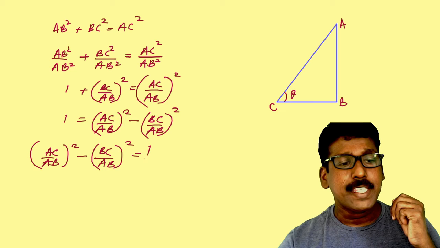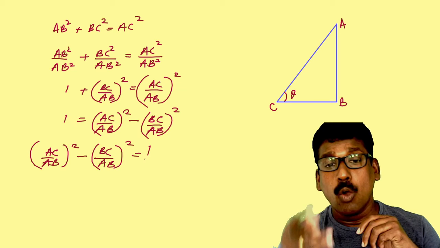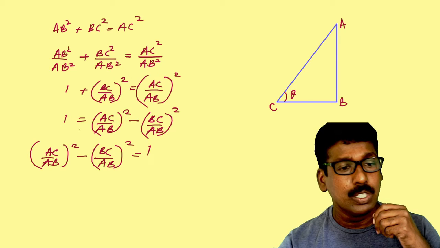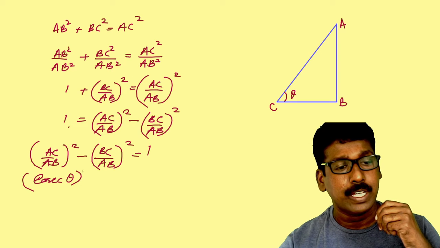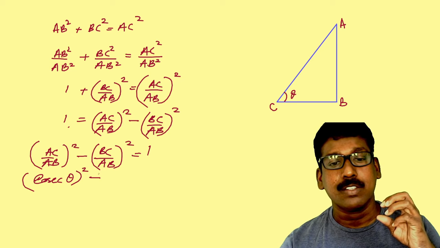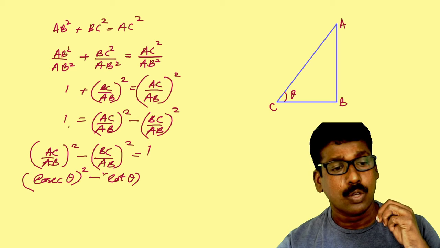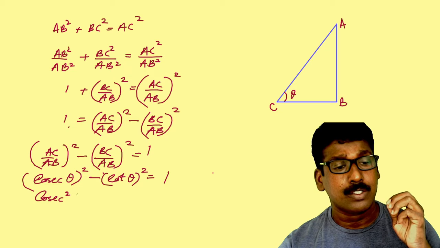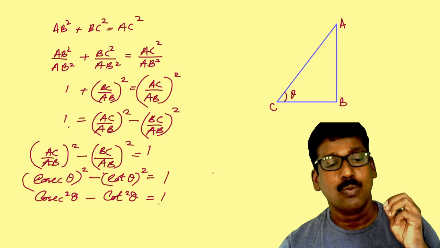Now look at the figure. What is AC by AB? AC by AB is hypotenuse by opposite side according to angle theta. Opposite side by hypotenuse is sin theta. So its reciprocal, what will it be? Yes, it is cosec theta. So this you can write as cosec theta the whole square, minus BC by AB. AB by BC is tan theta, so BC by AB is cot theta. So this you can write as cot theta square is equal to 1. That is, cosec theta whole square you can write as cosec square theta minus cot theta whole square you can write as cot square theta, which is equal to 1.